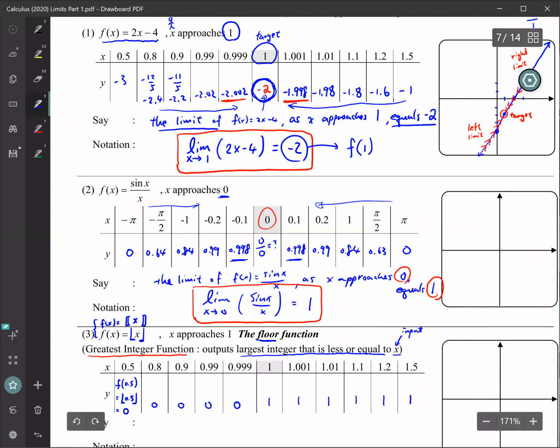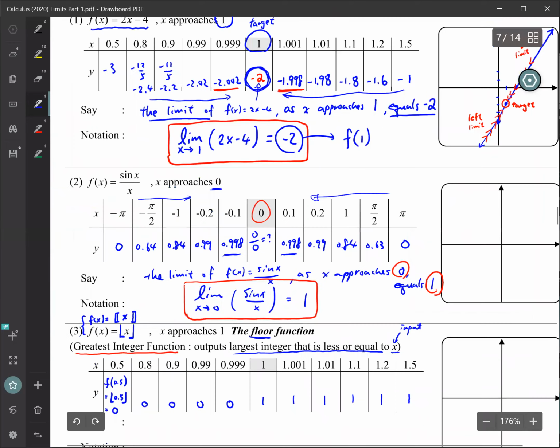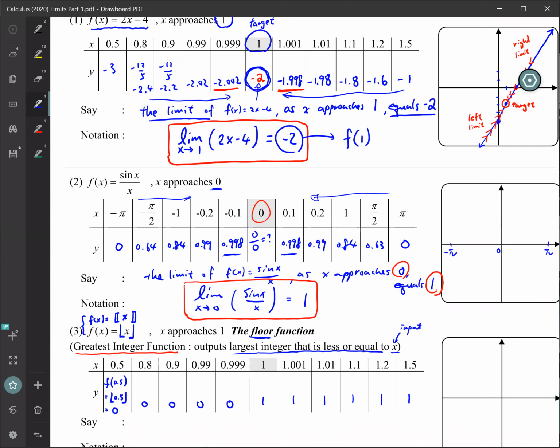For the second graph, here we have negative pi and pi, getting closer and closer to 0, right here. Negative pi over 2 is 0.64. Let's say here's 1. Negative pi is 0, so it'll be here. 0.64 will be a bit higher, 0.84, 0.99. The graph from the other side is the same thing.